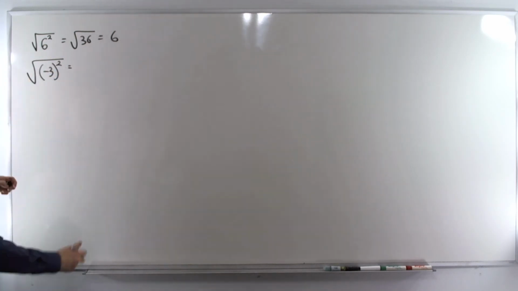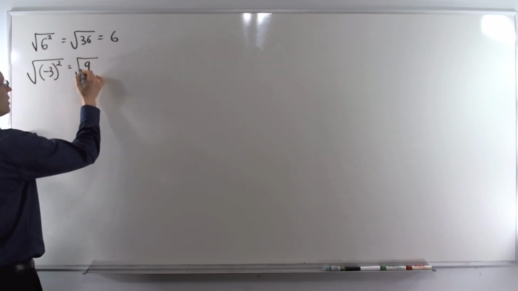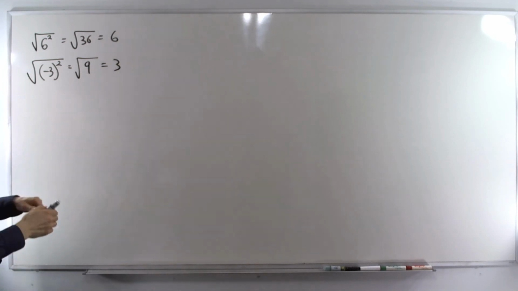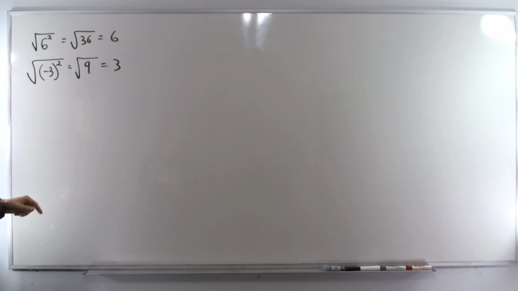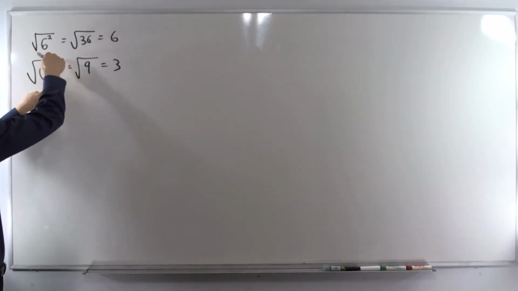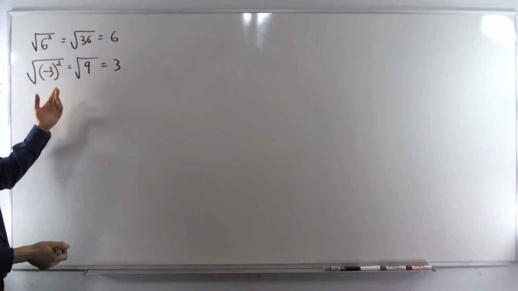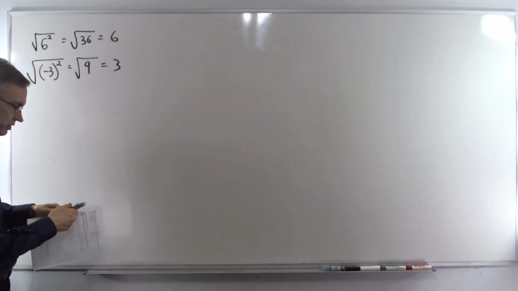But here, negative 3 squared is positive 9, square root of 9 is positive 3, as the principal square root of 9 is positive 3. So it doesn't work for this one. We don't get the same number out. So the power and the root are not opposites of each other in this case. So in this case, we need a little different definition.